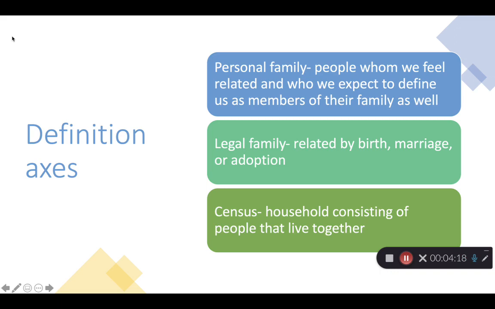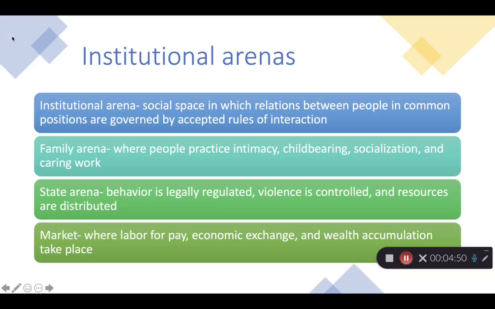And then you have the legal family, which is justified by the bureaucracy or the government, a certified family that can be recognized by a court of law, for example. And this involves being related by birth, marriage, or adoption, all of which require legal standing. The census of the United States has expanded the definition of family to really just look at it as a household. So the census doesn't ask who's in your family, the census asks who's in your household, and that consists of people that live together.